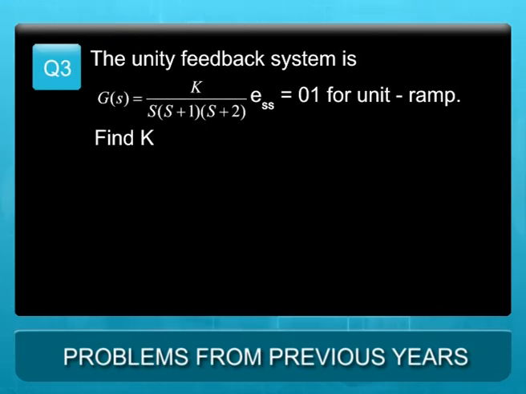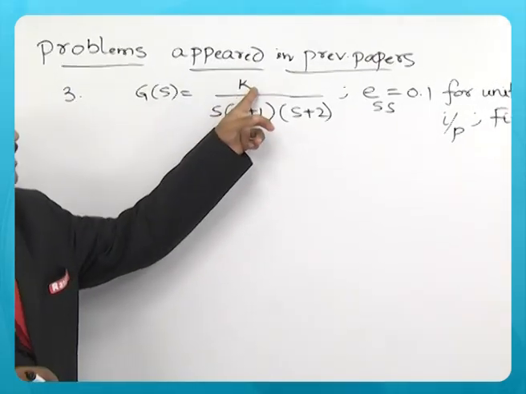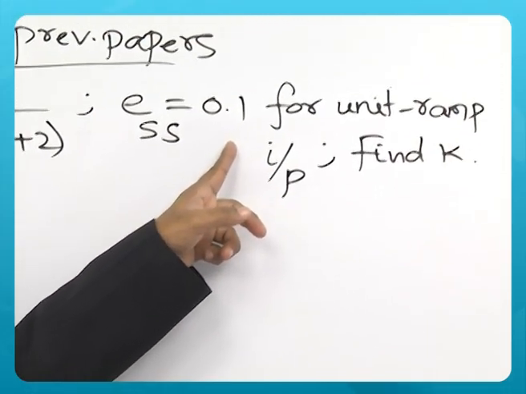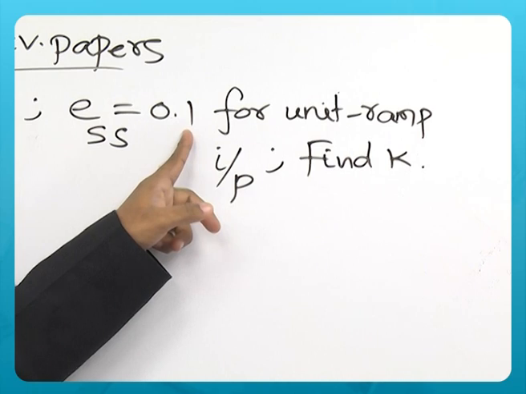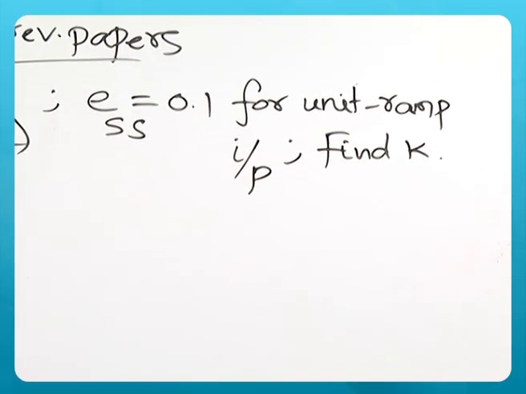G of S of a unity feedback control system is given by K by S into S plus 1 into S plus 2, and the steady state error is also given for this system as 0.1 for unit ramp input. Then find the value of K. You can look at this, the given function G of S has got K, and steady state error is also given here. We need not calculate it. Steady state error is given as 0.1 for unit ramp input. Then what is the value of K?